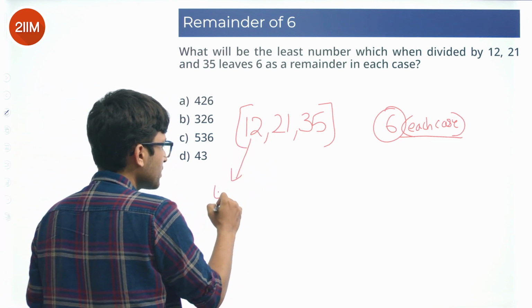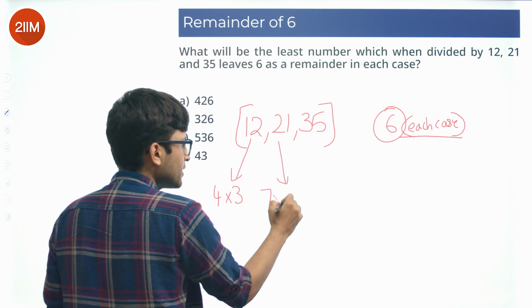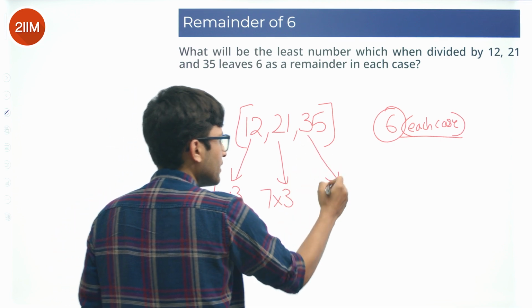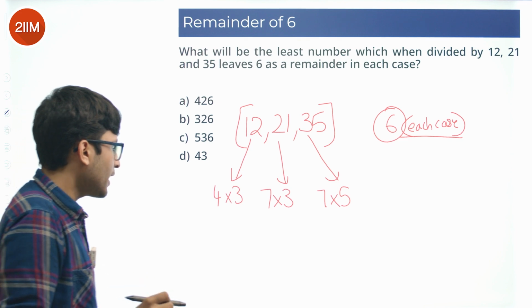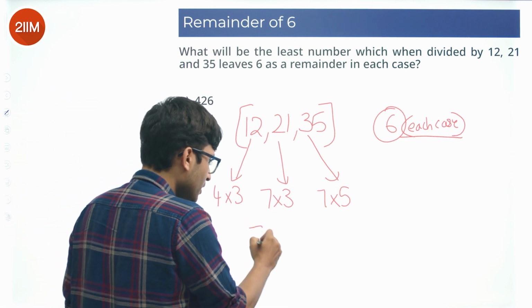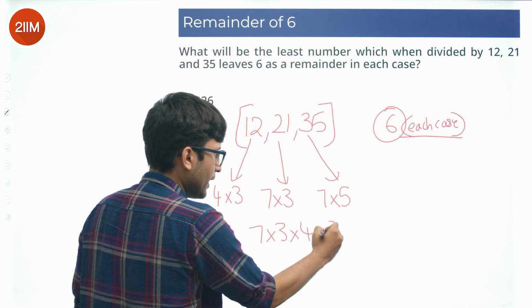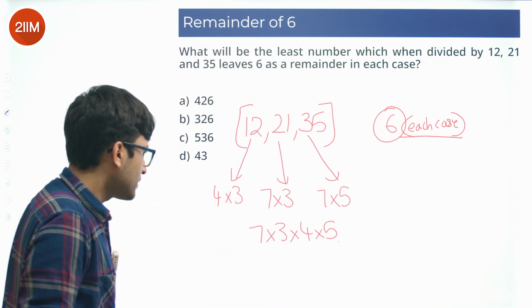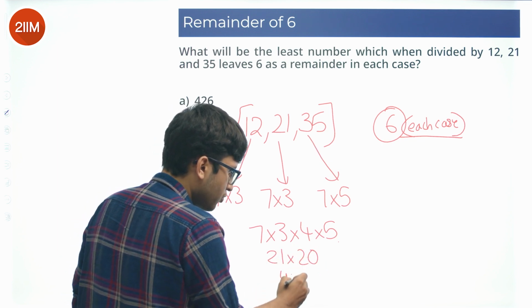12 can be written as 4 into 3, 21 can be written as 7 into 3, and 35 can be written as 7 into 5. This is how I can write them down, and then I have to find out the LCM. So 7 into 3 into 4 into 5. This would be my LCM. This is equal to 21 into 20, which is equal to 420.